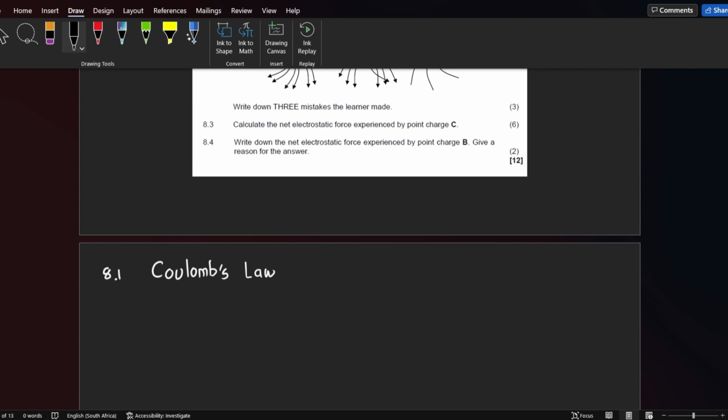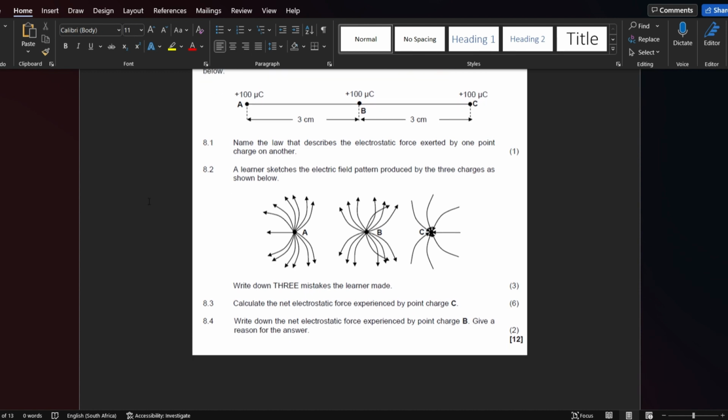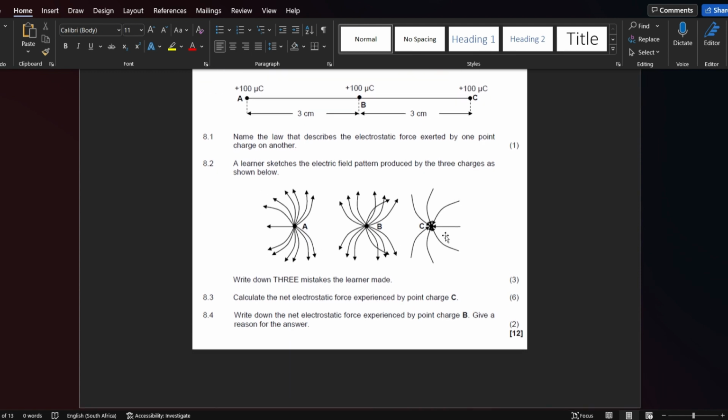Okay, looking at 8.2, 8.2 asks, a learner sketches the electric field pattern produced by three charges as shown below. Write down three mistakes that the learner made. So they're telling you that there are three mistakes that the learner made, and you have to identify those mistakes. So let us see. We're comparing obviously charge A, B, and C.